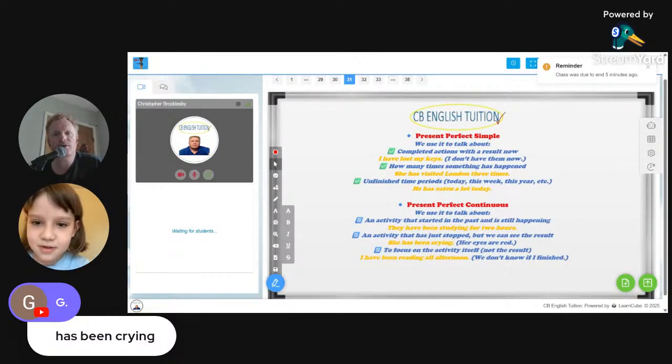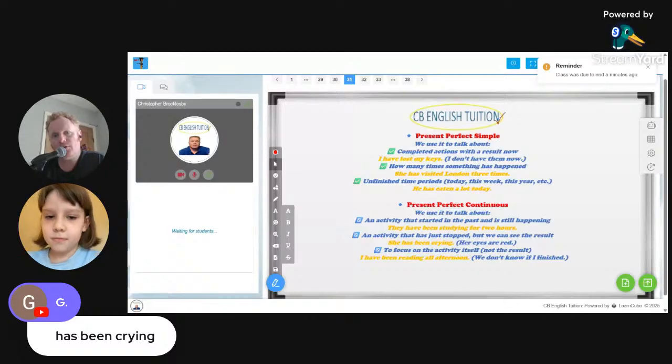Oh, yeah. So present perfect simple, present perfect continuous. If we are advanced students, we must know when we use the simple form and when we use the continuous form, because they're quite similar. Present perfect simple we use for completed actions with a result now. I have lost my keys. We also use it to say how many times something has happened. He has visited London 3 times. And for unfinished time periods. He has eaten a lot today.